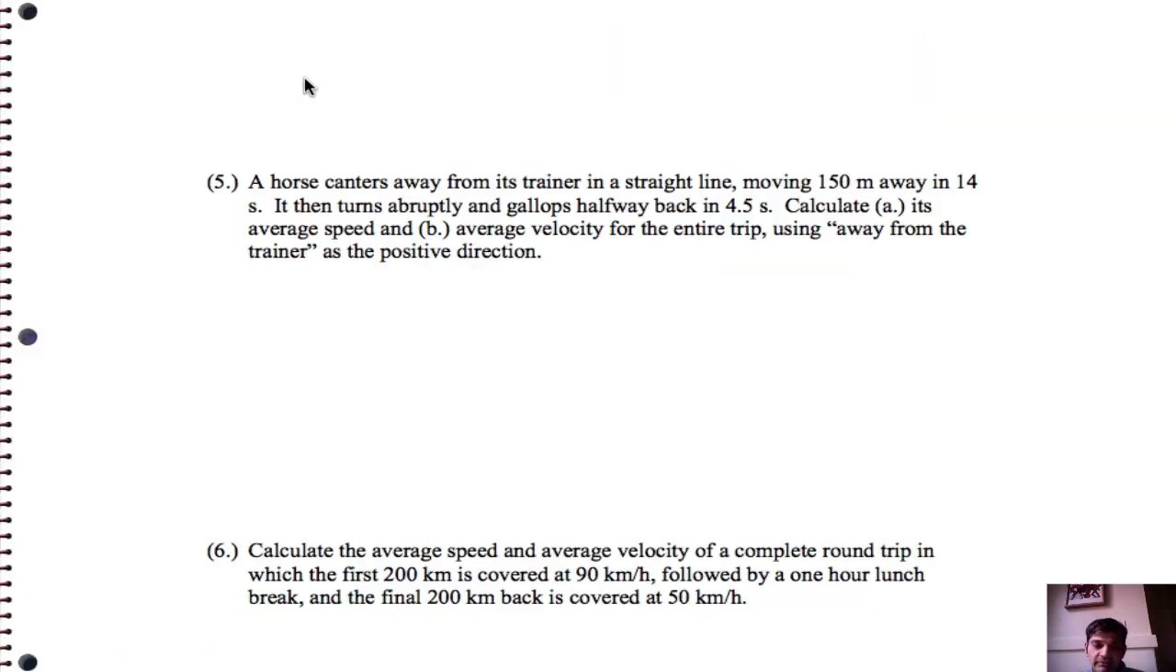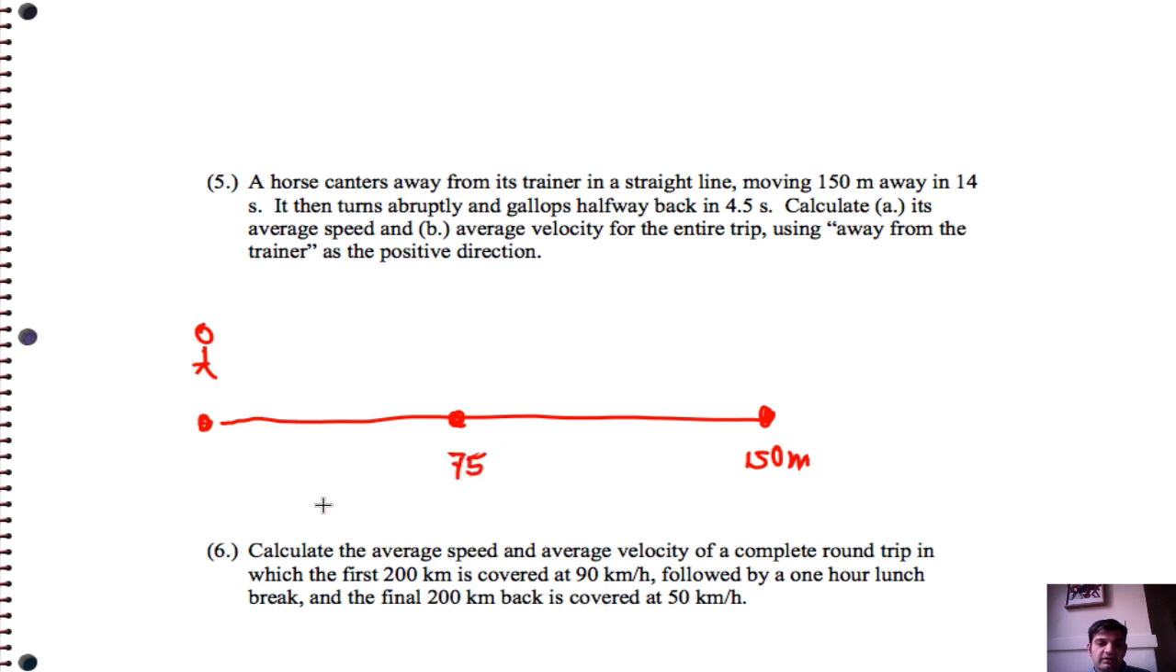Excellent. So problem number 5. Oh boy, here we go. First, we get a horse cantering away from its trainer in a straight line, moving 150 meters away. Turns around, gallops back. And we say away from the trainer is a positive direction. So here's the trainer. We'll start that out at the origin. The horse goes all the way out to 150 meters and then gallops halfway back to 75 meters. So let's kind of be clear.